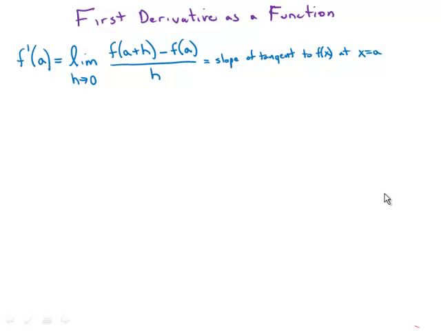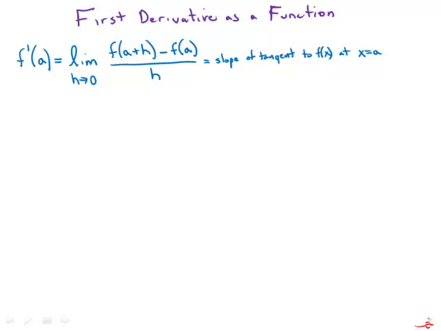The first derivative is a function. So far, we've talked about the derivative in the following way. We've said at a particular point a, we have found the limit as h goes to 0 of f of a plus h minus f of a over h. And what this gives us is the slope of the tangent line at x equals a.